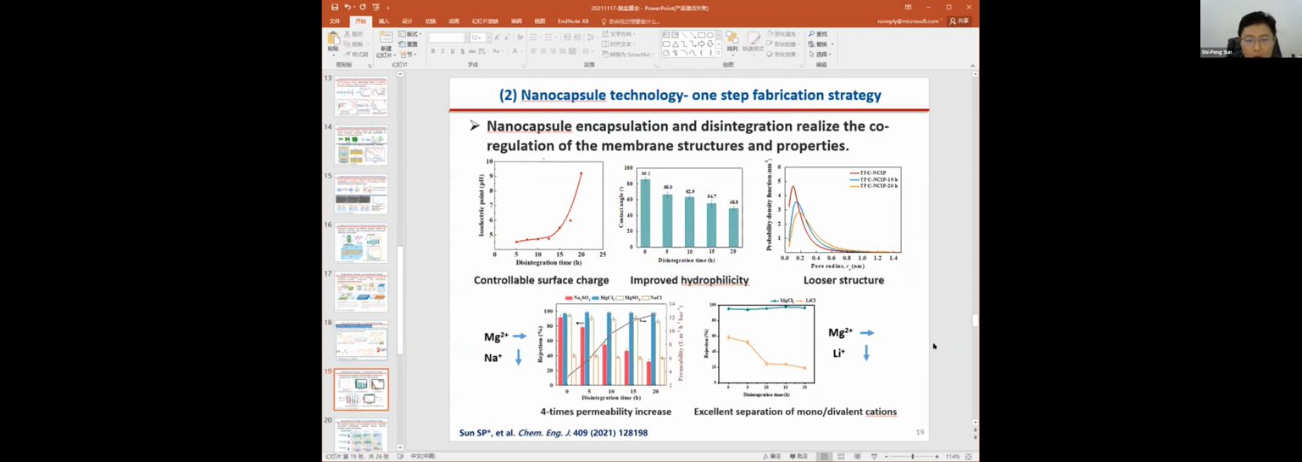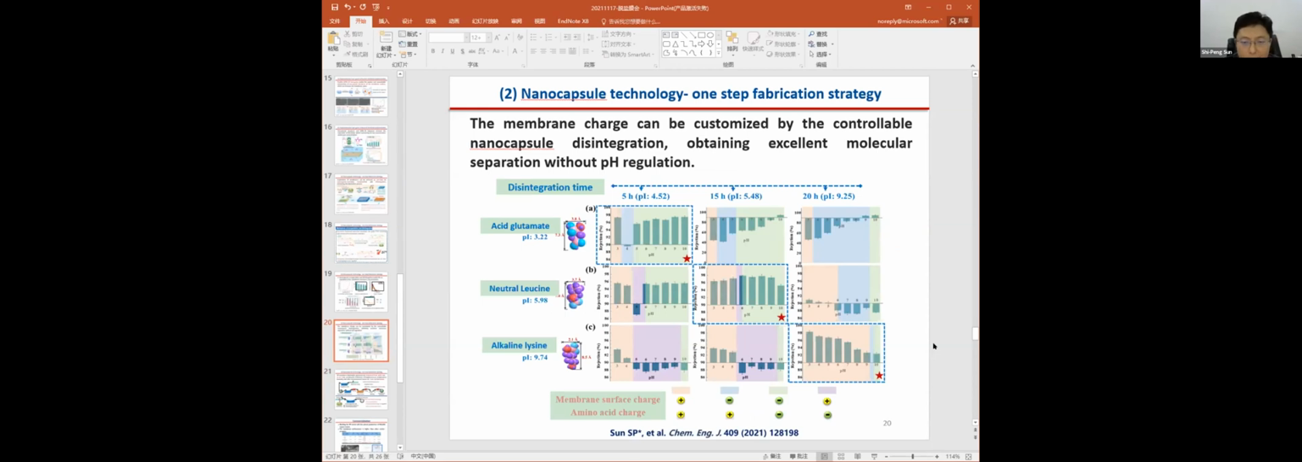And we found that we can control the membrane surface charge by changing the disintegration time. We can change the membranes from negative charge to positive charge. And the surface hydrophilicity and pore size can also be tuned. This membrane has very good results for separation of positively charged ions, multivalent and monovalent ions. And we apply this in rejection of various amino acids, which are also small molecular sized organics.